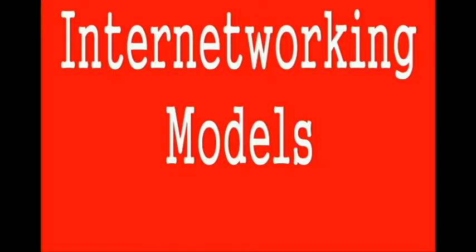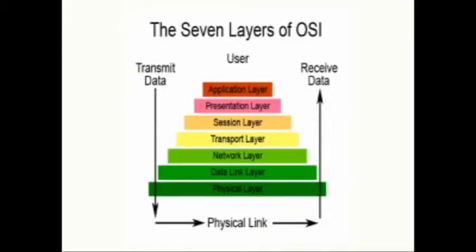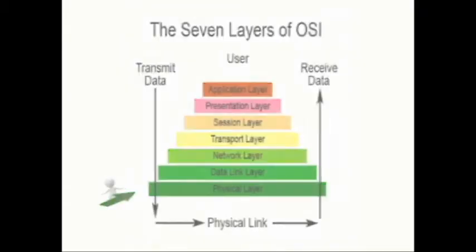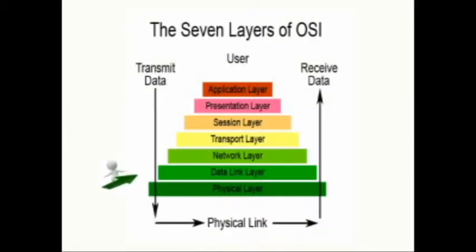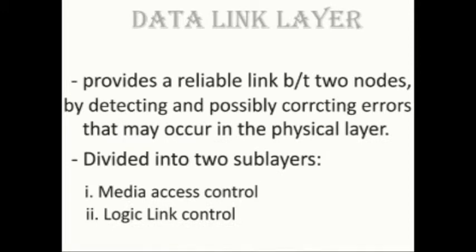Internetworking models. The first model is Open System Interconnection model. Physical layer defines the relationship between physical transmission. It also defines a protocol to establish and terminate connections. The data link layer provides a reliable link between two nodes by detecting and possibly correcting errors that may occur during the physical layer.